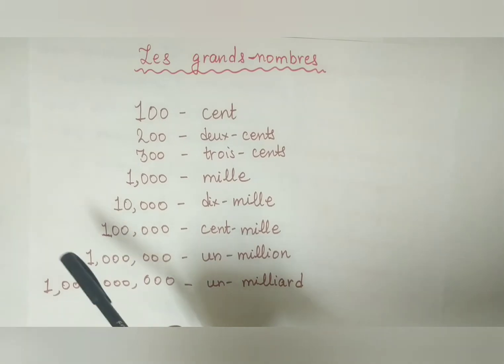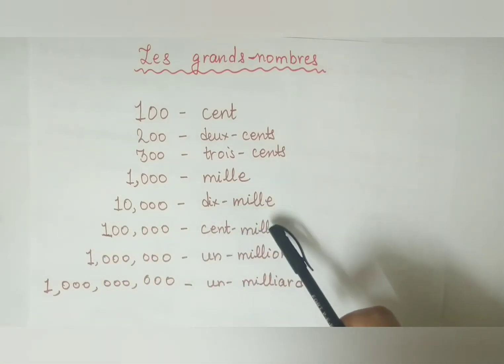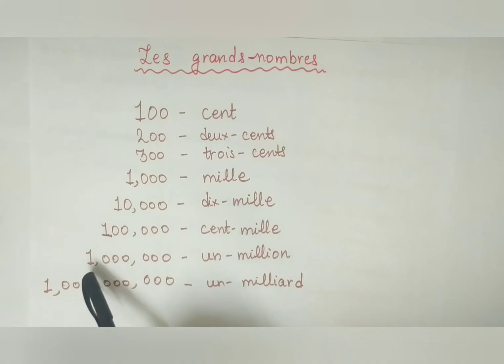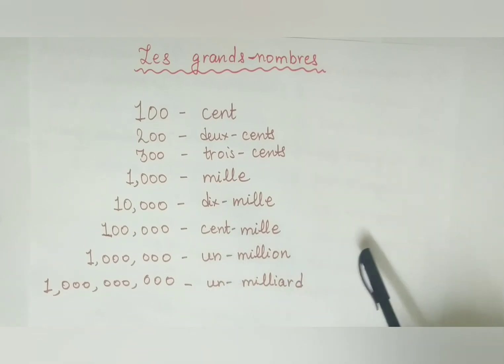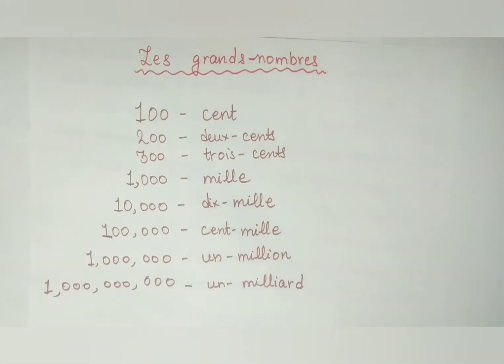Then we have 100,000, which will be cent mille. You know, cent is 100, mille is 1000, so this is 100,000. Then we have 1 million, which is un million. You remember un is 1 and million is million. Then we have 1 billion, which is un milliard. This will be billion.